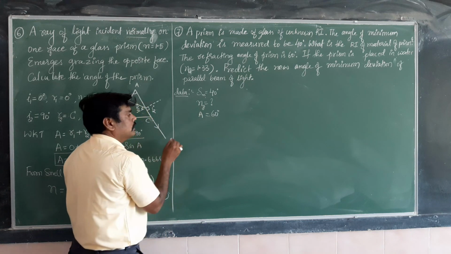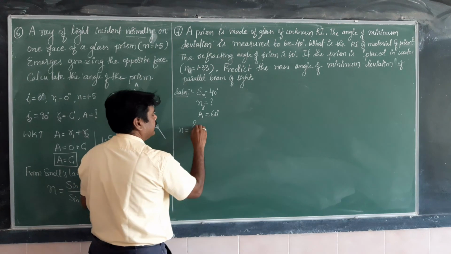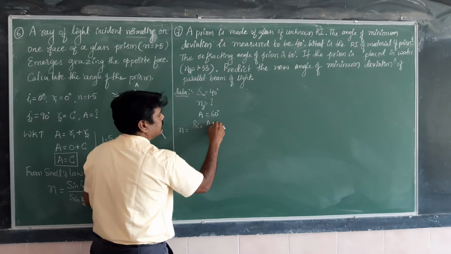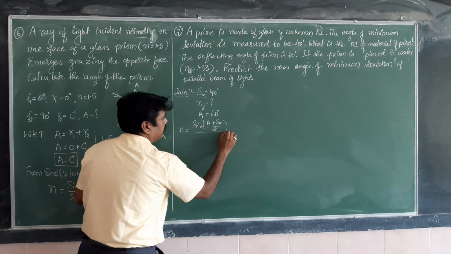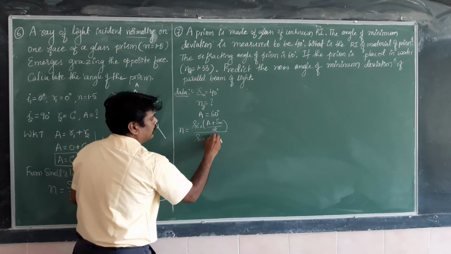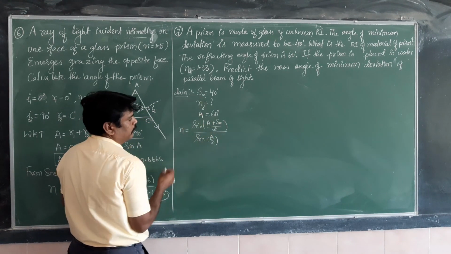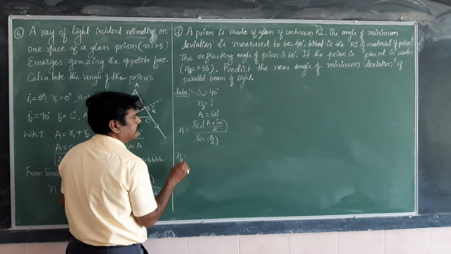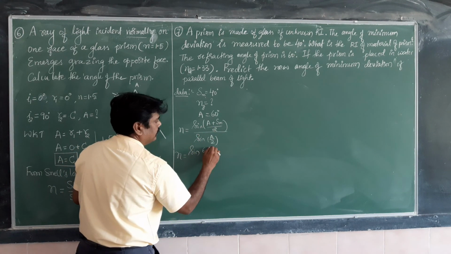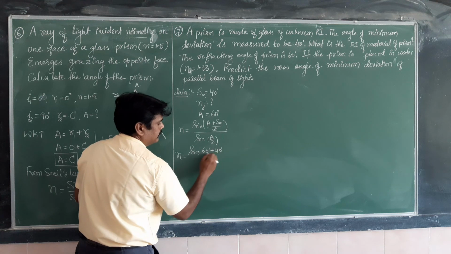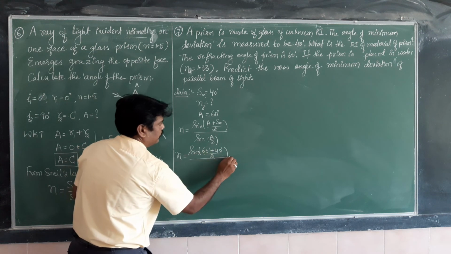So use the relation: refractive index n is equal to sine of (A plus delta M) divided by 2, whole divided by sine of A by 2. A is given and the angle of minimum deviation is given. We get refractive index n equal to sine of (A is 60 degrees, delta M is 40 degrees). Same type of problem we already solved in the previous video.